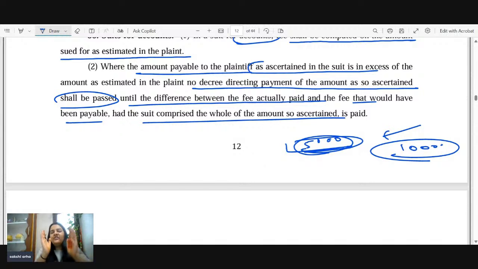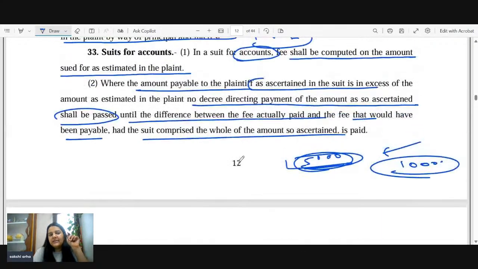तो suppose original plaint में 5,000 था, but जब compensation finally decree हुआ तो उसको 10,000 मिल रहा है. तो वो 10,000 उसको तब तक नहीं मिलेगा जब तक वो जो excess है, 5,000 excess है, उसका fee pay नहीं करते. Okay, this is important. Suits for account.